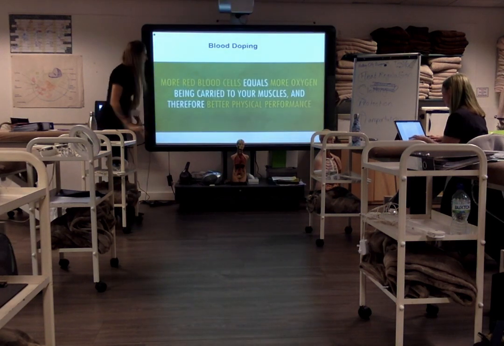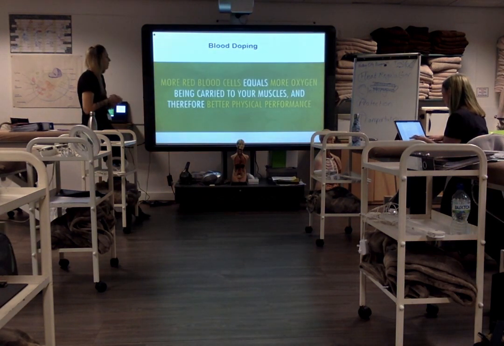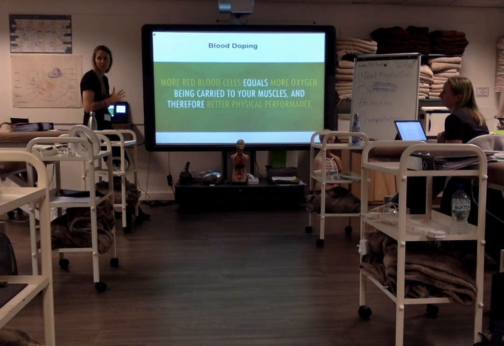Blood doping. So this is where more red blood cells equals more oxygen carried to your muscles, therefore a better physical performance. So blood doping is illegal in athletics, isn't it? That's why if the awarding body finds out that you are blood doping, you are disqualified. Did you get a lifetime ban? Yeah, I imagine so. Now I think it's a 4-year ban, because they found out the Russian team doing blood doping. Oh yeah, recently.